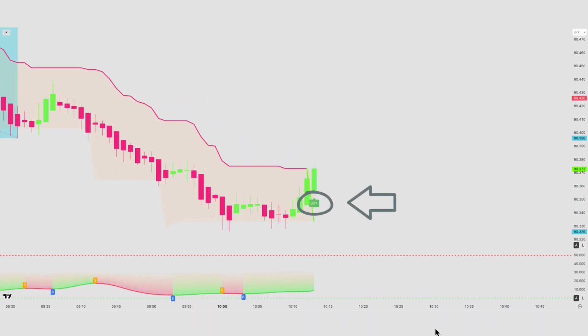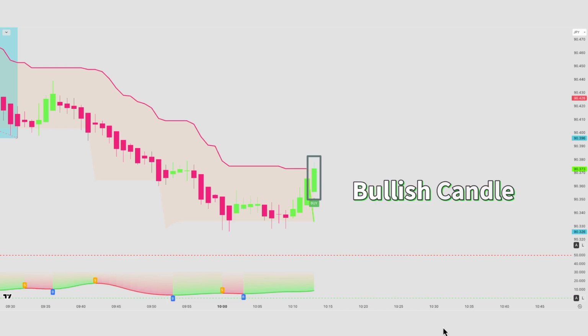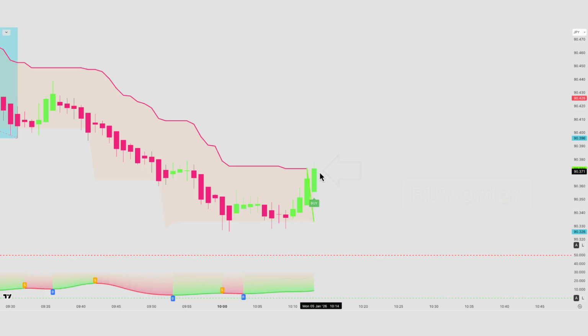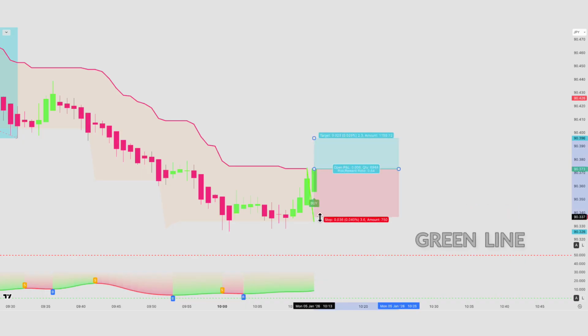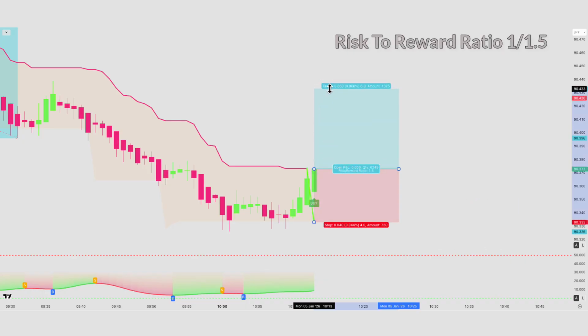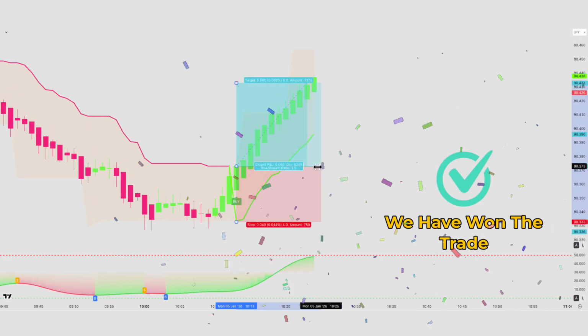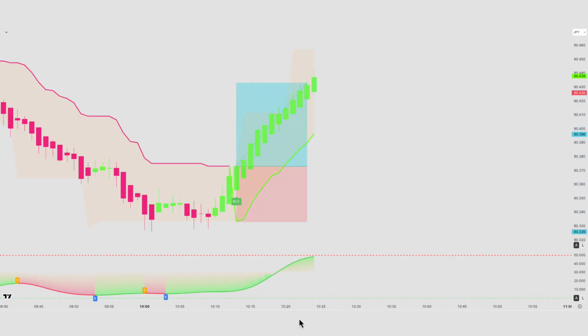Here the MTF dual super trend arrow of this indicator is a buy signal. Here the Kalman filtered label is up. Here the market has made a bullish candle to give confirmation. So all our conditions are being fulfilled. So we are placing an order to buy. Our stop loss is to be placed at the green line. And the risk to reward ratio will be 1:1.5. We have won the trade. Let's find the next trade.